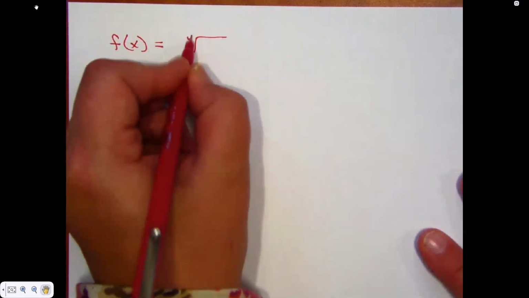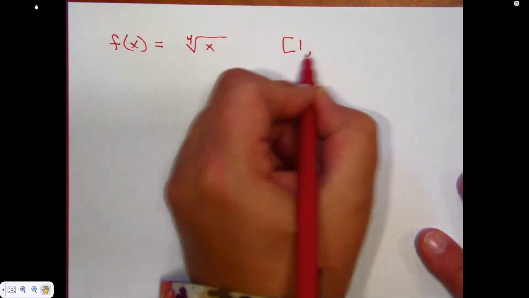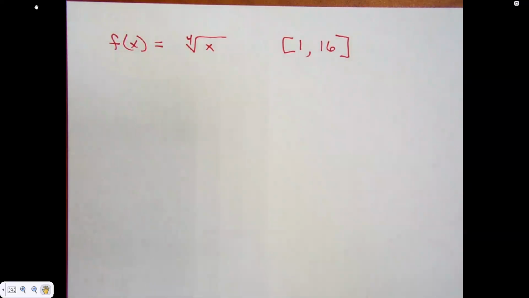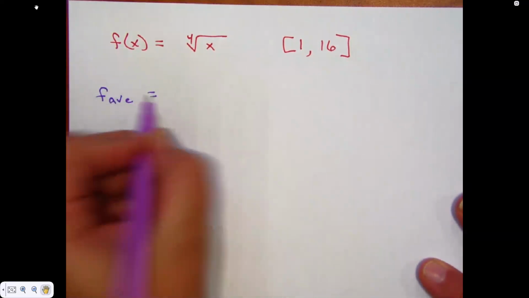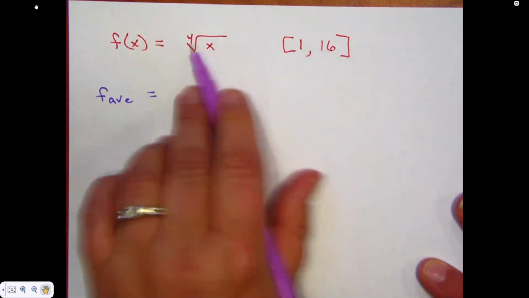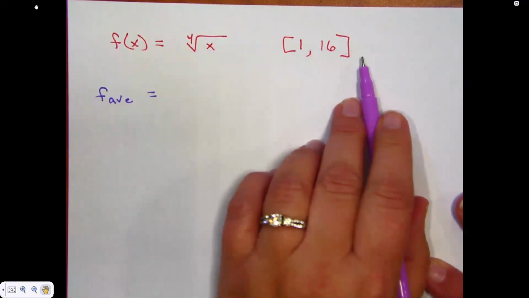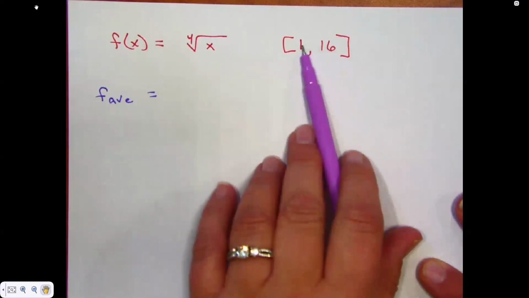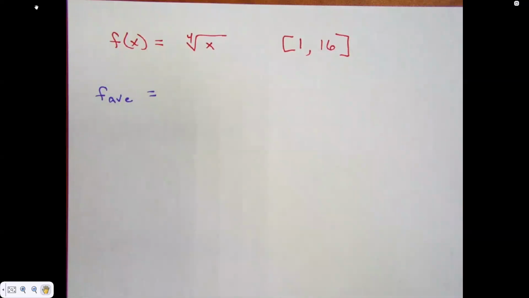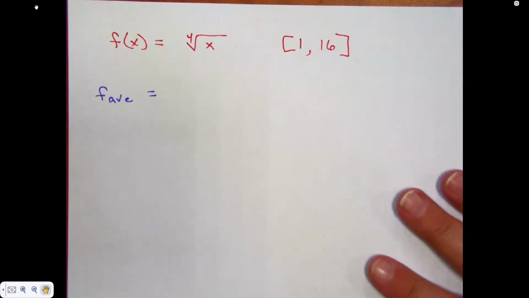So f of x is equal to the 4th root of x, and we're going from 1 to 16. We want to find that average height. If we took the area from 1 to 16, what would the shape of the rectangle look like? We actually know it's already from 1 to 16, so all we need then is the height of that rectangle. That's considered the average value of the function, average height.